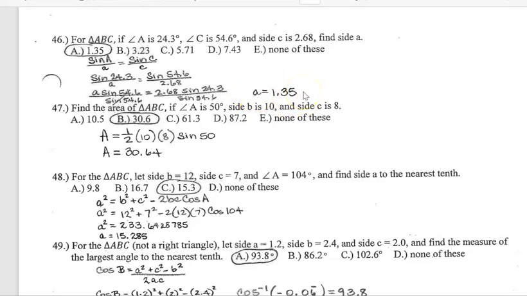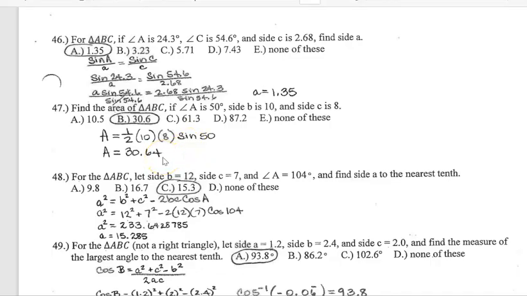All right, then for 47, it said find the area if angle A is 50, side B is 10, and side C is 8. So that is a side angle side triangle. If you look on your formula sheet, the area of a side angle side triangle is 1/2 BC sine A. Now there are three formulas there, but notice that each of them only has one angle in it. So the easy way to tell which formula to use is to look at the angle. Then I'm going to throw this whole thing in my calculator in degree mode, and I'll get my area of 30.64.